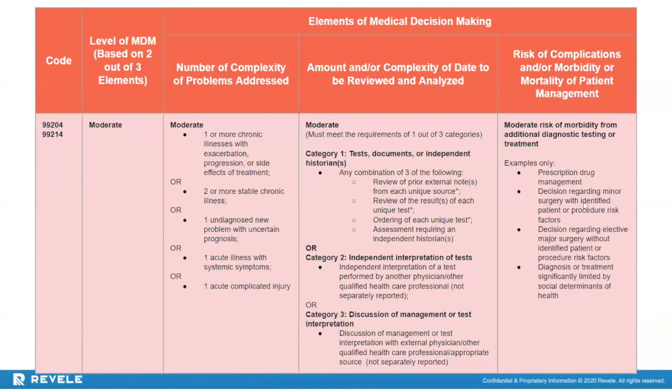And examples would be prescription drug management, decision regarding minor surgery with identified patient or procedure risk factors, or a decision regarding elective major surgery without identified patient or procedure risk factors, or a diagnosis or treatment significantly limited by social determinants of health.